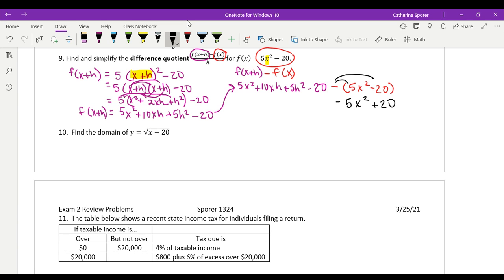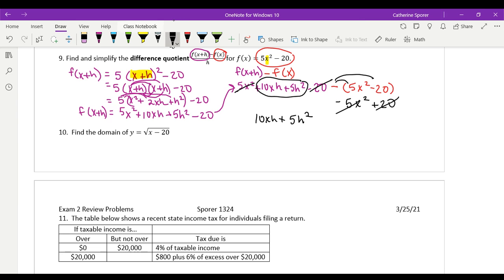And then what that's going to do is the 5x squared minus 5x squared cancels. And then the minus 20 plus 20 cancels. So we're just left with these two terms. Okay, so f of x plus h minus f of x is 10xh plus 5h squared.